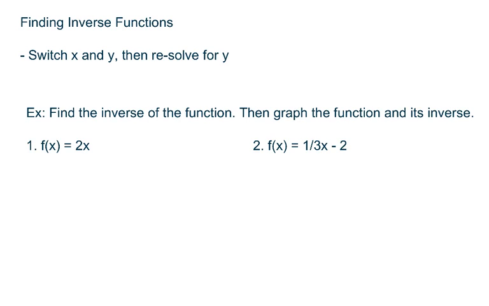The first thing we need to do is replace f of x with y. So we're going to go y equals 2x. We haven't switched anything yet. That's the next step. So step number 1, replace f of x with y. Replace the function notation with y. And now we'll switch x and y. So x equals 2y, and then it says resolve for y.